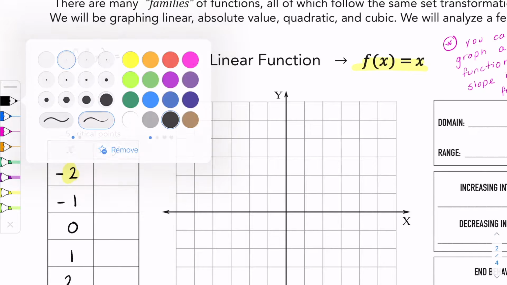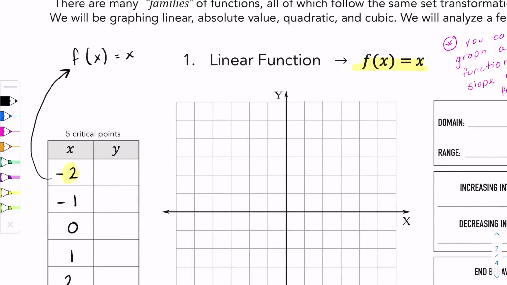So we're going to substitute this value into that function. To start with, we have f of negative 2. That's equal to negative 2. f of negative 1 is equal to negative 1. f of 0 is going to be equal to 0. f of 1 is equal to 1. f of 2 is equal to 2.